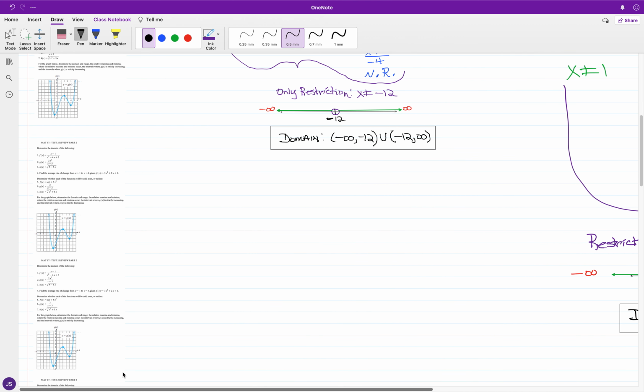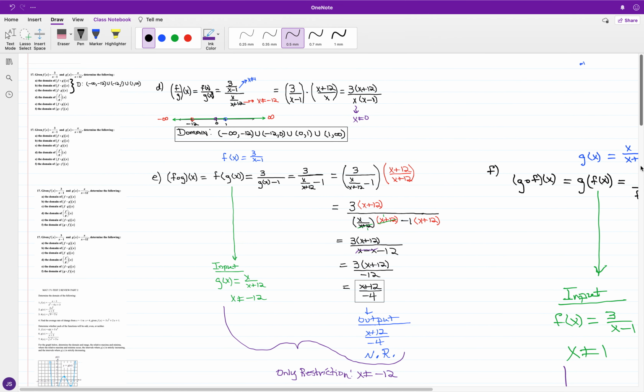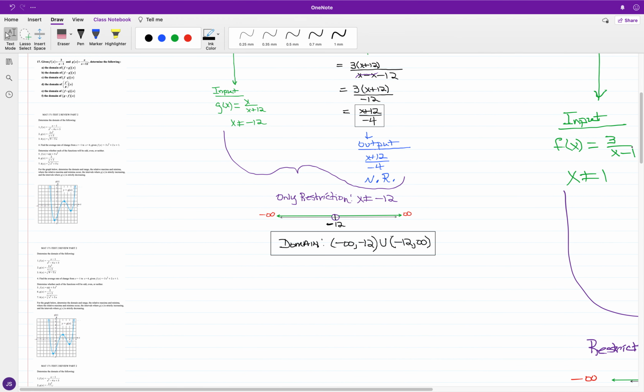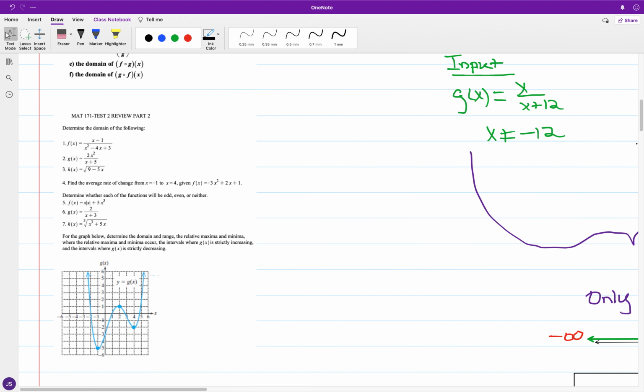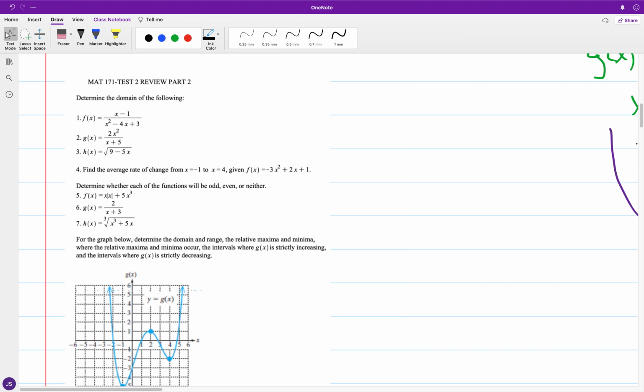Now, regarding the second part of the review, we're still looking at the first three items. We're looking at domain once again. For number one, we have just a rational function: x minus 1 all over x squared minus 4x plus 3. Now again, technically f of x is a reducible fraction because you would have a common factor of x minus 1 in both the numerator and denominator.